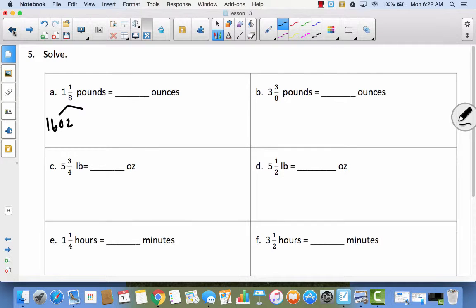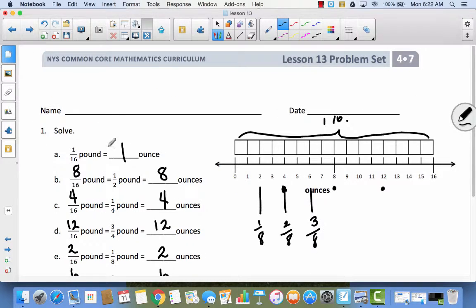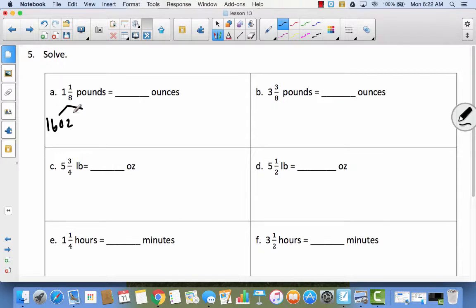You could always go back like this, and we can come back over here and say, okay, well, an eighth was equal to, let's see, do I have an eighth? Oh, an eighth was equal to 2 ounces. So when I come back over here, I can say 16 ounces and 2 ounces, and together that would be equal to 18 ounces.